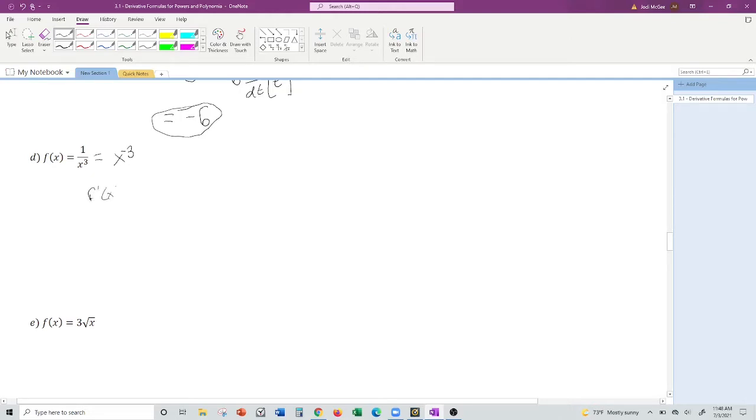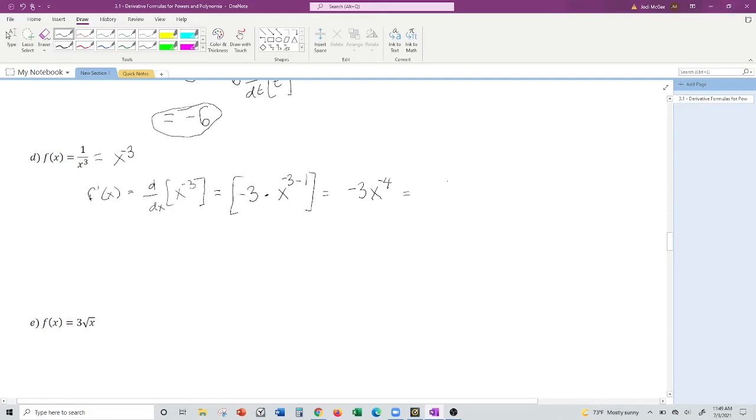So f prime of x is our derivative with respect to x of x to the negative 3. So we're going to use the power rule here. All right, so we have negative 3 coming down out front, multiplied by x, raised to the power, the original negative 3, minus 1. Okay? So this will give us negative 3 times x. Negative 3 minus 1 is negative 4.